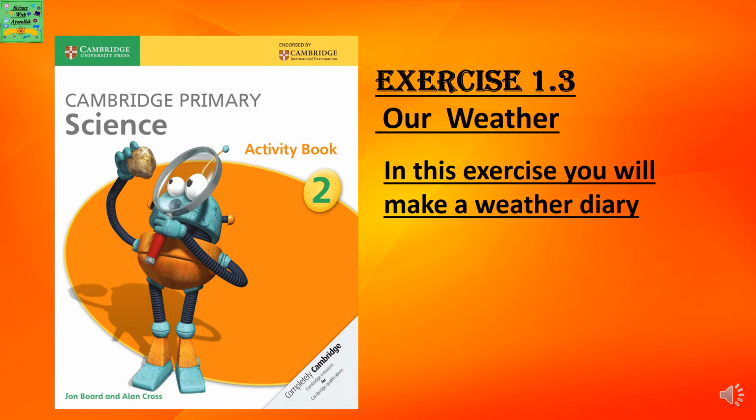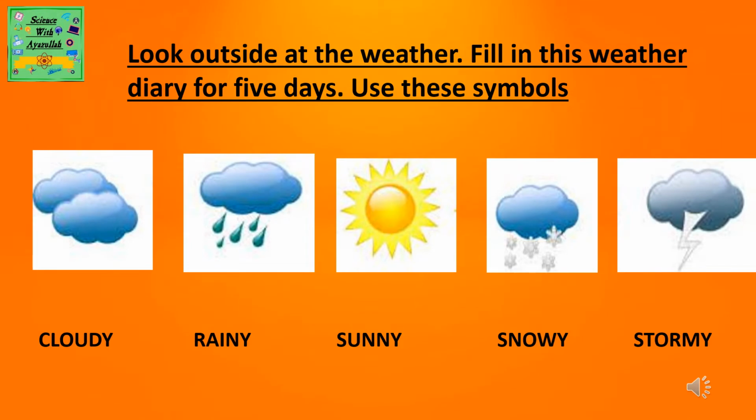Exercise 1.3 Our weather. In this exercise, you will make a weather diary. Look outside at the weather. Fill in this weather diary for 5 days. Use these symbols: cloudy, rainy, sunny, snowy, and stormy.